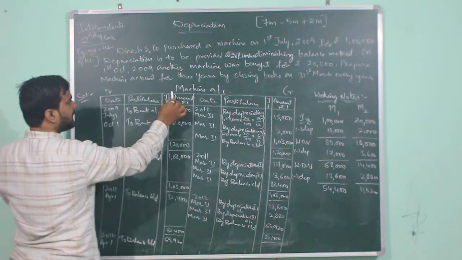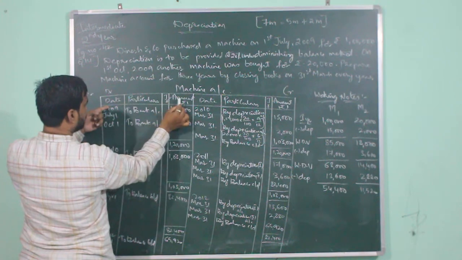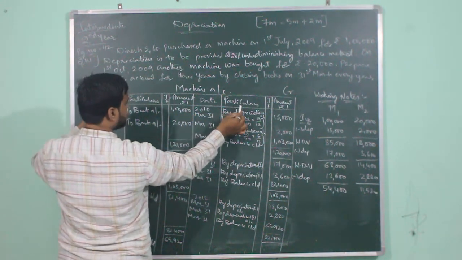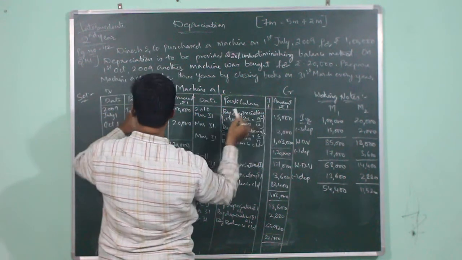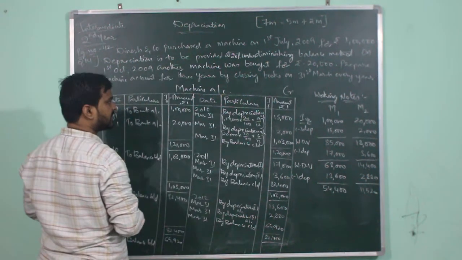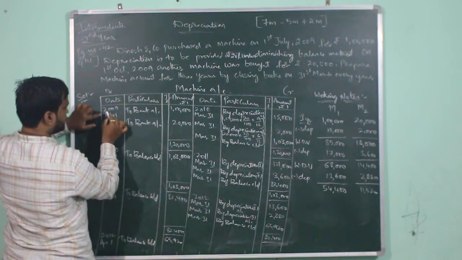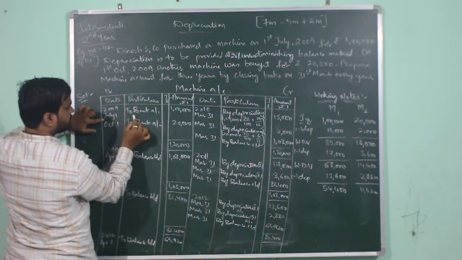Here is the solution. Machine account, and the format for machine account is date, particulars, JF general folio, amount rupees. Towards extreme left you will be writing it as DR debit, and towards extreme right you will be writing it as CR credit. So Dinesh and company, they have purchased a machine in the year 2009 on July 1st. So they have spent rupees 1 lakh.